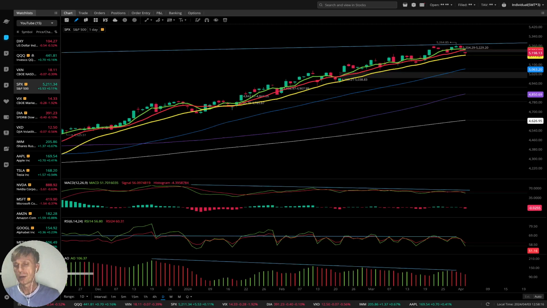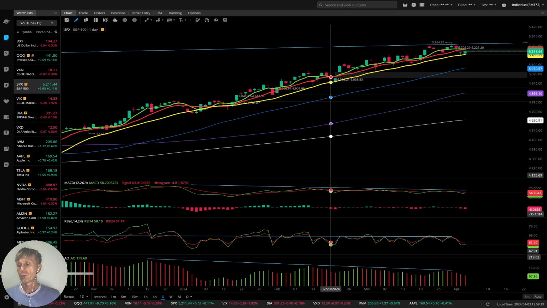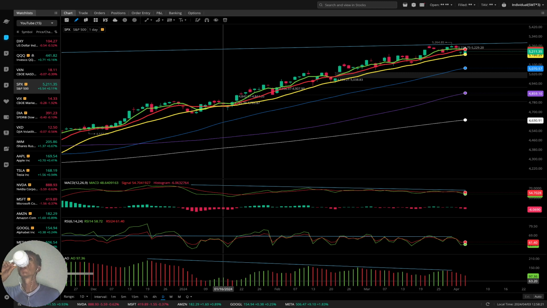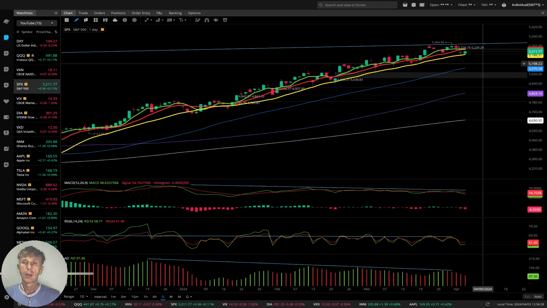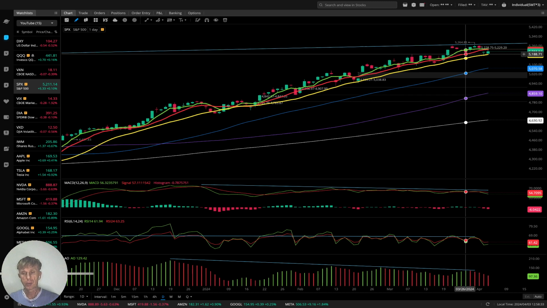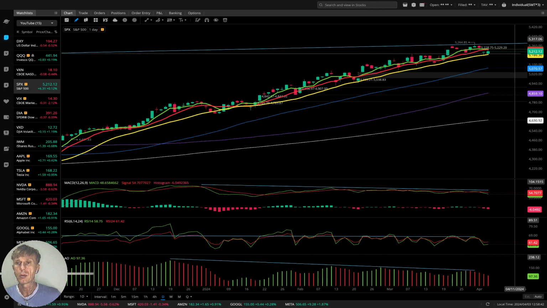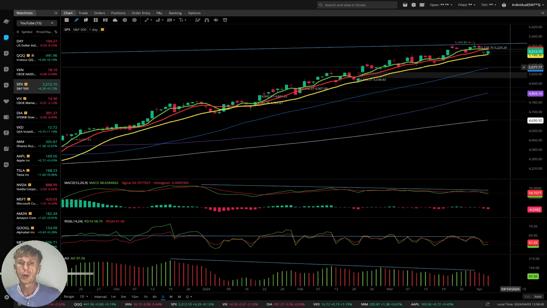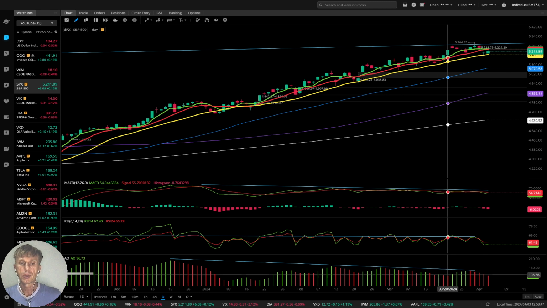SPX, S&P 500. SMA 5 did a bearish crossover over 10. Last bar below SMA 5 and 10, but still above 20. A bearish reversal signal, but the last bar is still above the SMA 20 level. And it still has a gap above. It can bounce to fill this gap and then reverse. Still bearish divergences on all charts, on all indicators.